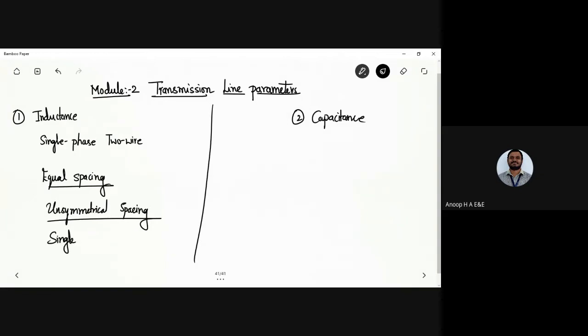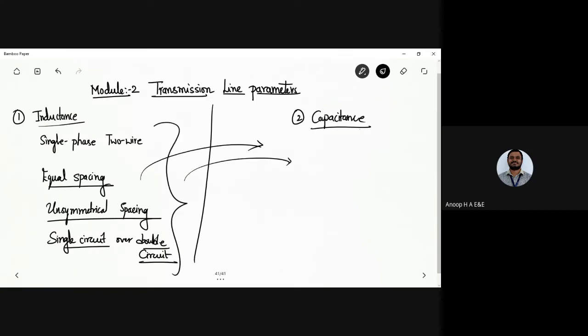All those things we'll be discussing one by one, and later we'll be highlighting the advantages of single circuit over double circuit. In the same way, we'll be highlighting the capacitance effect also, and solving a few more problems related to it. So we'll have the single phase 2-wire, equal spacing, unsymmetrical spacing, and single circuit lines, and we'll discuss all those things in detail.